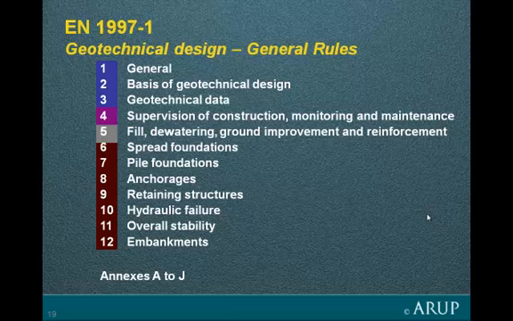Part 1 then has 12 sections and a series of annexes. The sections can be broken down roughly as shown here. The first 3 sections are fairly general. They would be used on any type of geotechnical job. General introduction, a basis of geotechnical design, which we'll spend some time thinking about, and then a section on geotechnical data, which very much relates to and somewhat overlaps with part 2.